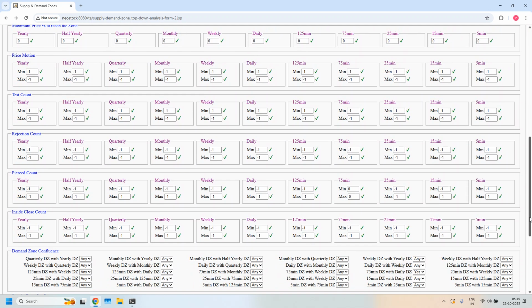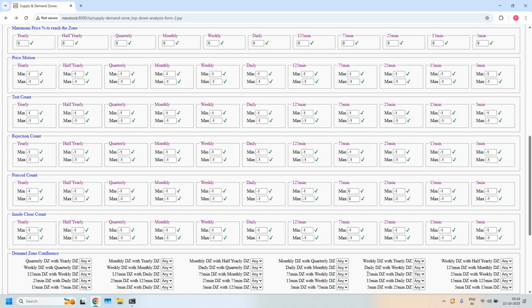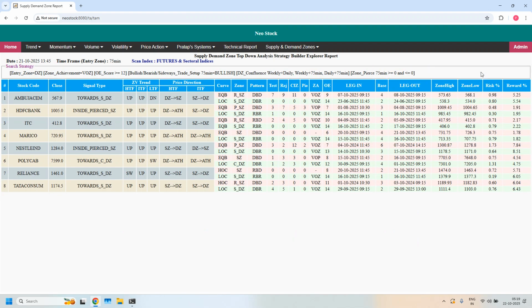demand zone confluence, three filters we have to set, that is 75 minutes and daily, 75 minutes and weekly, daily and weekly demand zone confluence. By setting all the three filters, we got 8 stocks.